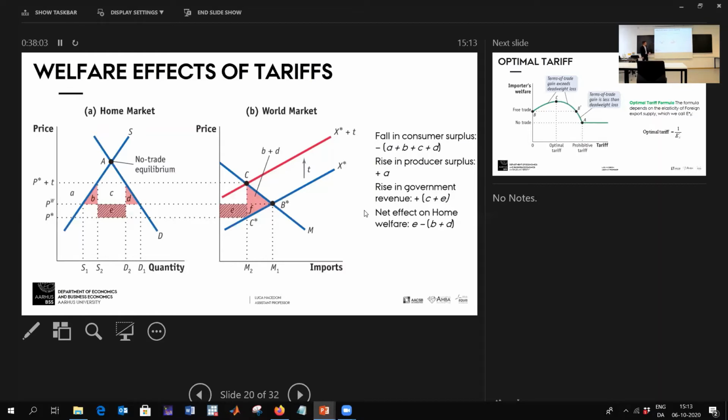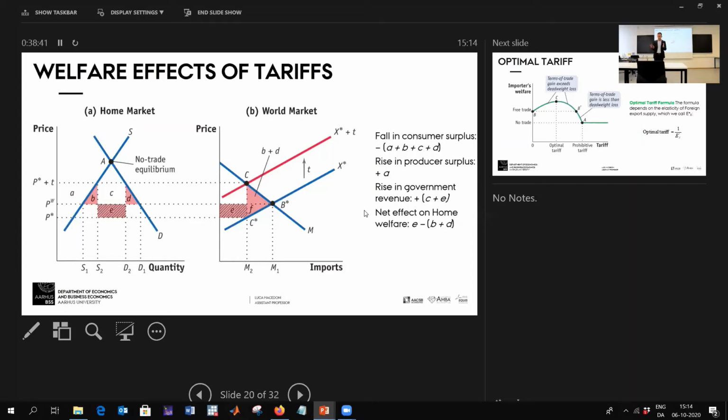What about producers? Same thing as before. Producer surplus used to be the area between PW and the supply curve. Now it's the area between P star plus T and the supply curve. So producer surplus increases by A, just like before. Okay. The only change that we see in this figure, by being a large country, is in the government revenues.